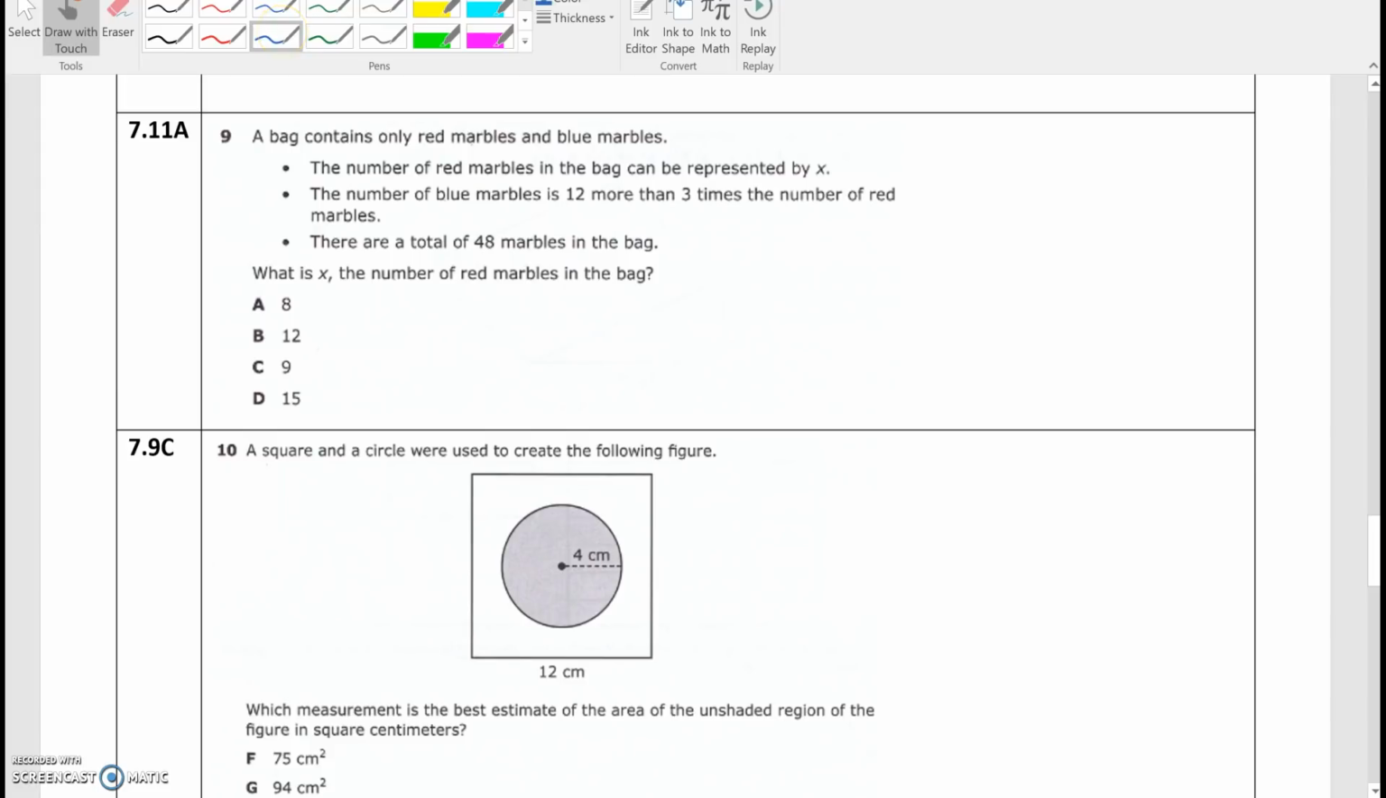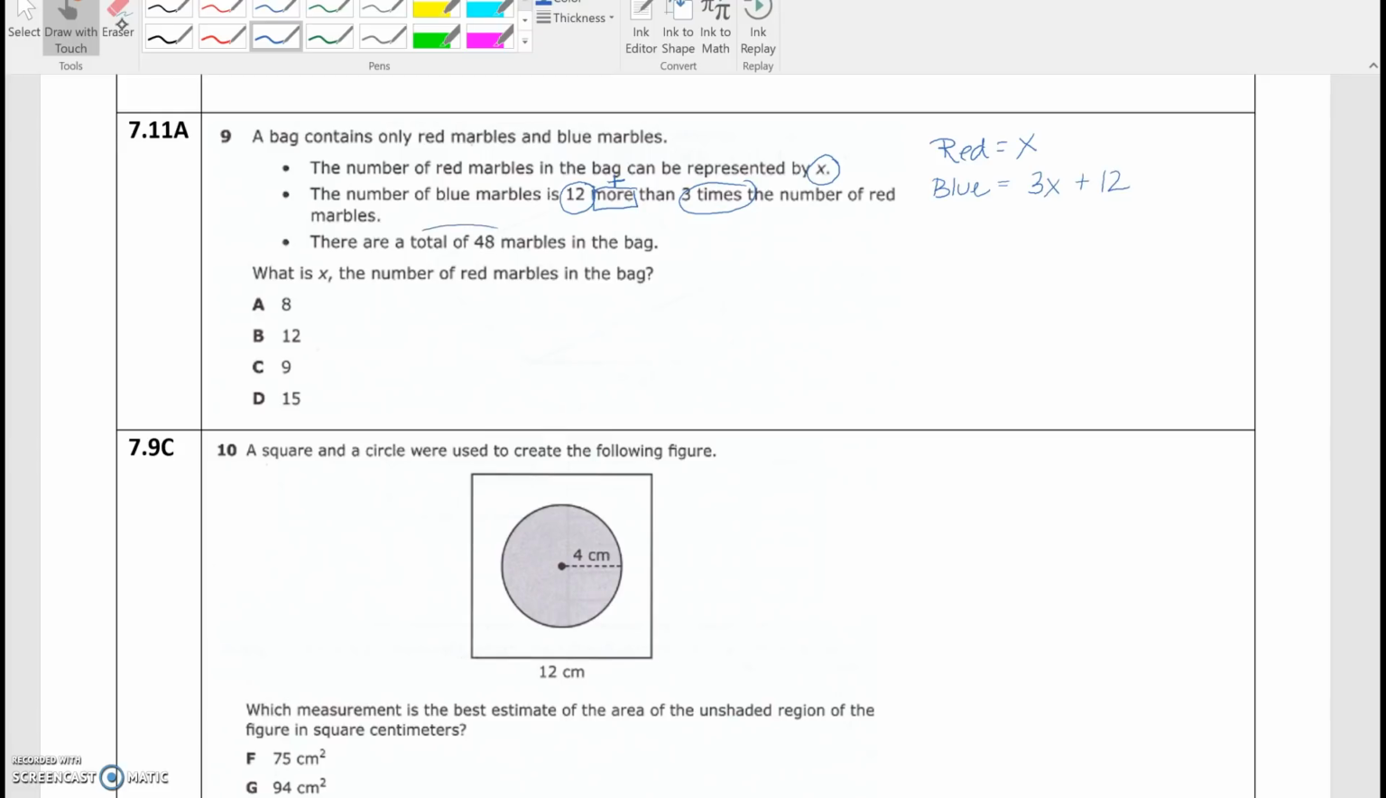Okay, number 9, it says a bag contains only red marbles and blue marbles. The number of red marbles in the bag can be represented by X. Remember, we did ones like this just the other day. So write out red is X. The number of blue marbles is 12 more. If you have 12 more, are you taking them away? Are you adding them? What do you think? So 12 more, then 3 times the number of red. So blue is 12 more than 3 times the number. 3 times the number, and it's 12 more, so I'm adding 12 to it.